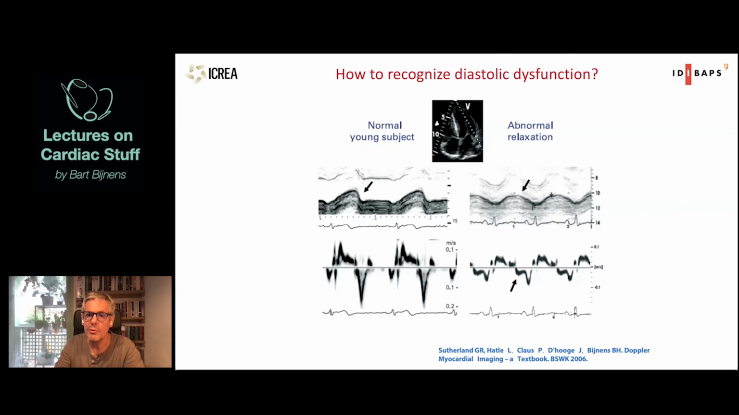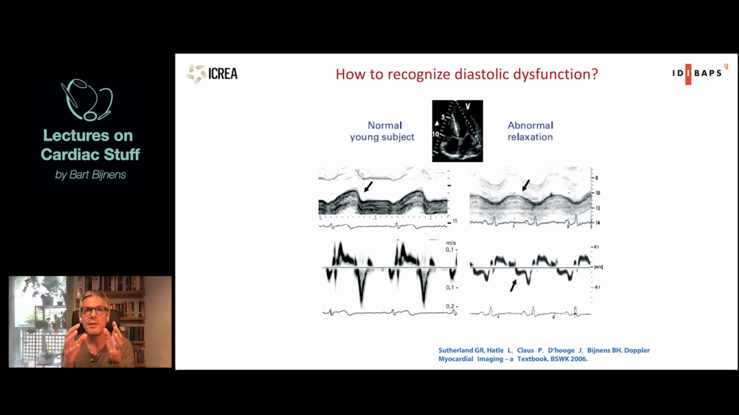Okay, I think that's enough for today. So what I wanted to say is, I tried to cover the early relaxation period. The early relaxation period is very important to assess in a patient, because normally a heart wants to fill early. That's what we want to look at.